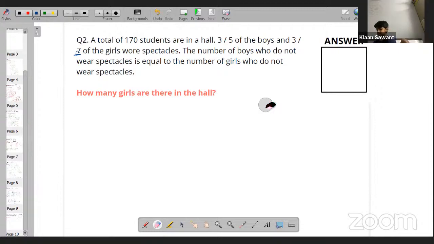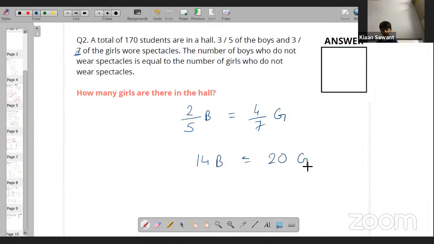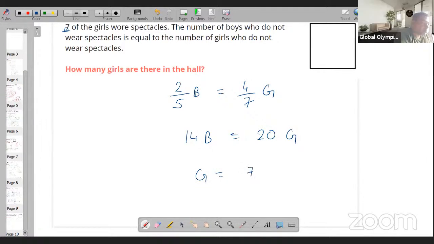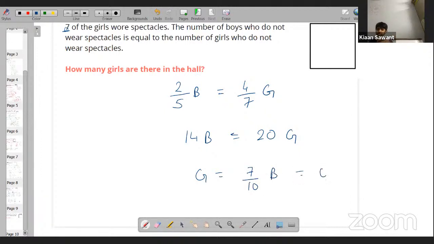Let the number of boys be B and the number of girls be G. The number of boys who do not wear spectacles means 2/5 of the boys is equal to 4/7 of the girls. So I cross multiplied, so 14B is equal to 20G. Then I divided by 20, so girls is equal to 14 by 20 of boys, that is 0.7 boys, 7 by 10 of boys.